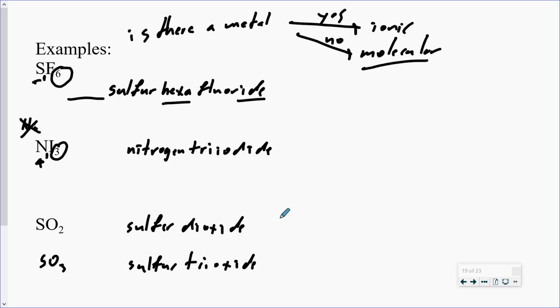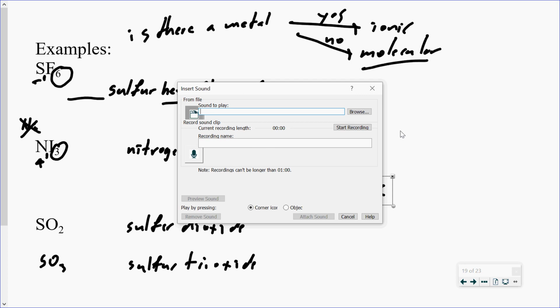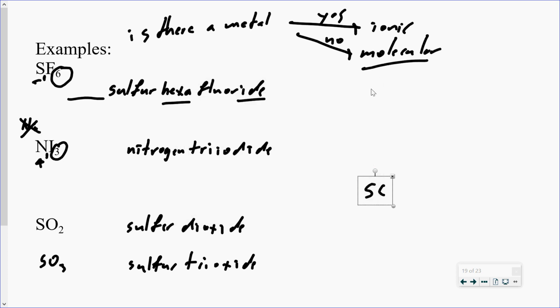And I do want to bring this one up because you have to be really careful when you do take a look at your table of polyatomic ions. What you will see is that there is a sulfate and there is a sulfite. Sulfite is SO3 2 minus. SO3 2 minus. So be careful.